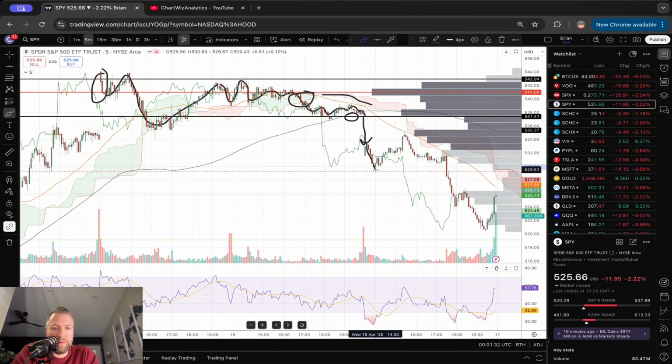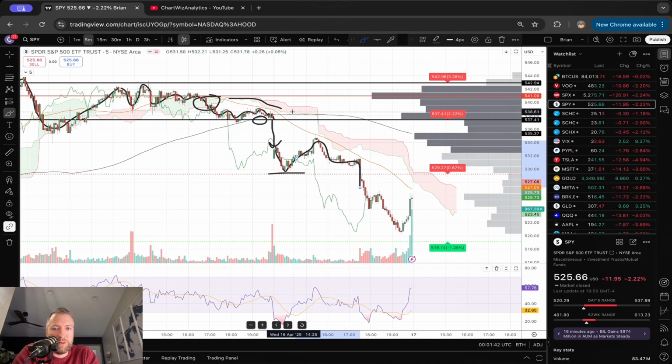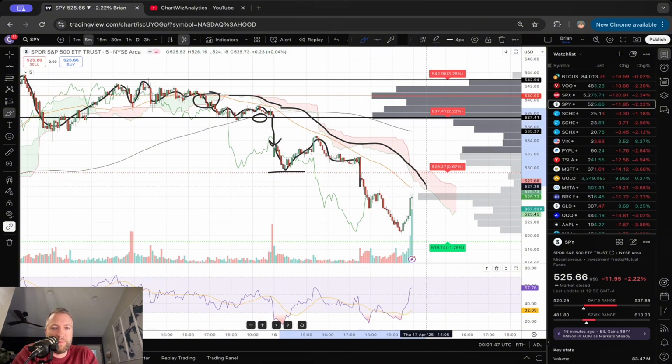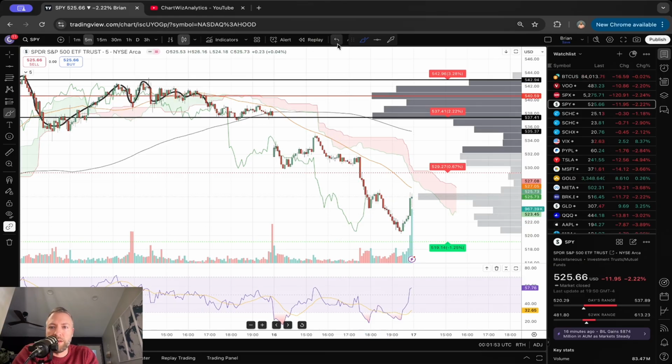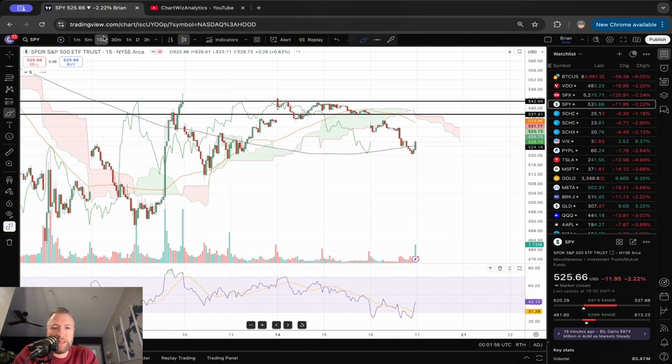You can see we hit this line right here, which would have been support, which is now resistance because we're below it. But we came up, and you can see we just stayed below this red Ichimoku cloud the whole entire time. And here we currently are. So this is the 5-minute time frame. Scroll over to the 15-minute.